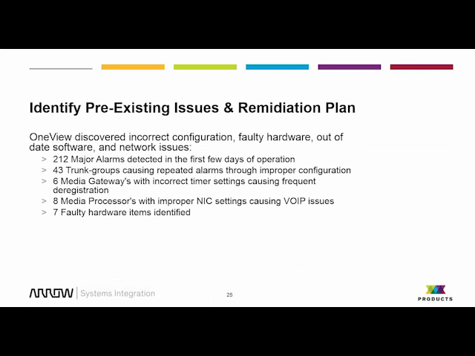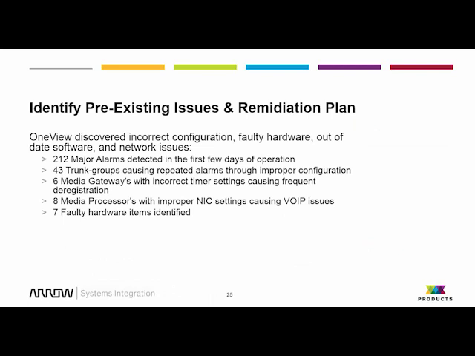Some of the media gateways had incorrect timer settings, which caused deregistration. And you guys know that when media gateways deregister, that causes a cascading set of issues for end users, potentially. And there were 8 media processors that had improper NIC card settings that were causing voice over IP issues. Again, intermittent issues.